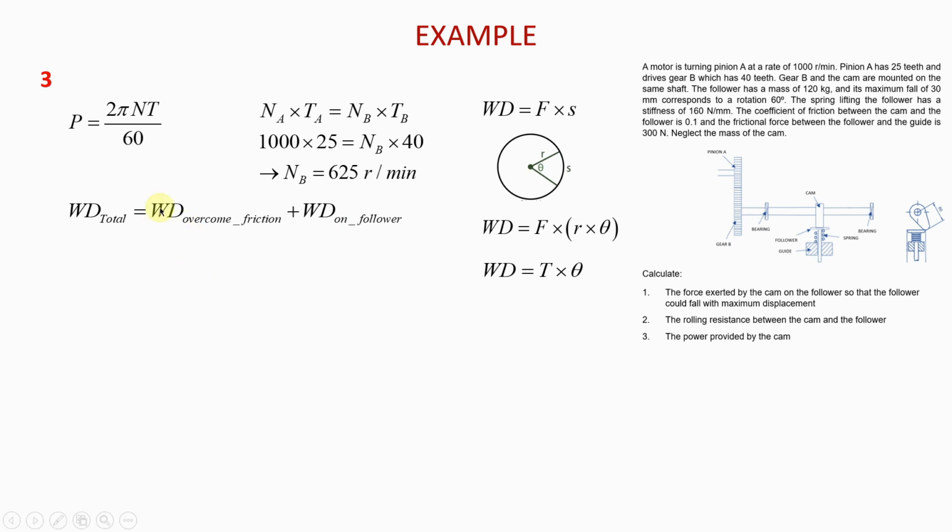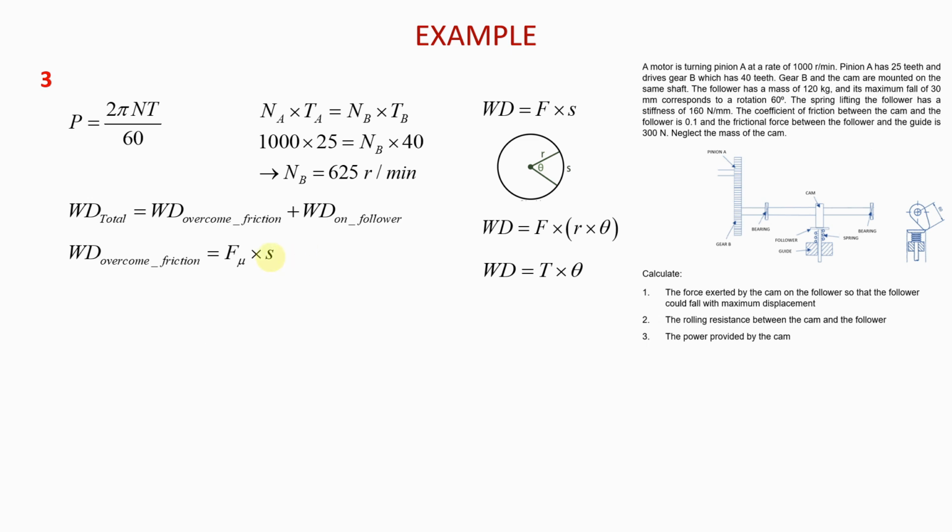And so to find these, we will begin first of all with the work done to overcome friction. That will just be equal to the friction force, which we calculated earlier, multiplied by the displacement. Very important. This is the work done to overcome friction. It is given by this equation, and this should be familiar to you from engineering science. We already have the friction force between the cam and the follower, so we just need to find the displacement.